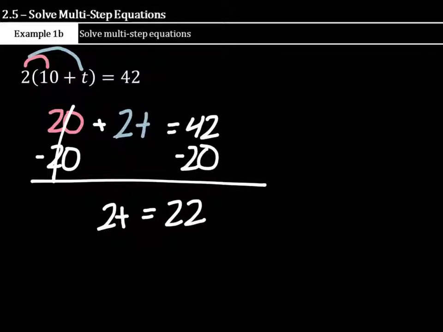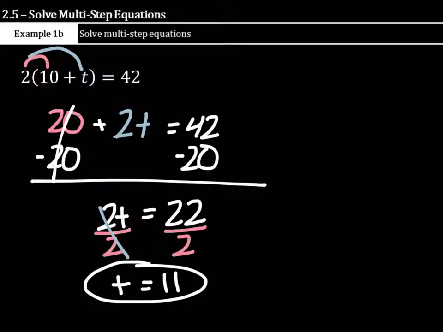What is the opposite of 2 times t? Well, divide by 2. That cancels, and you're left with t equals 11. And if you were to put the 11 back in for t, 10 plus 11 is 21 times 2 is 42, so you would know it checked out. But our answer is t equals 11.